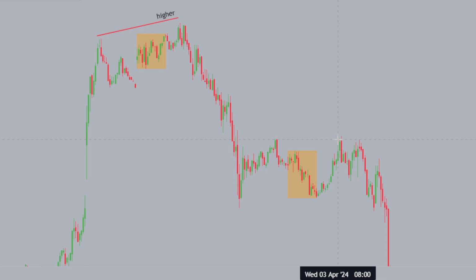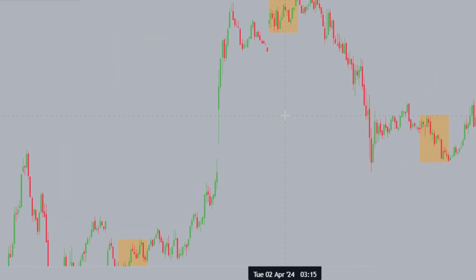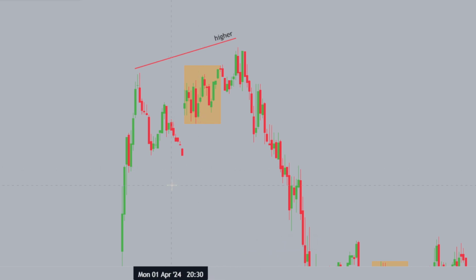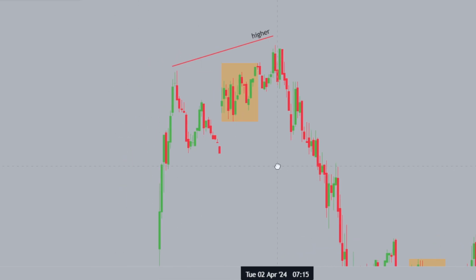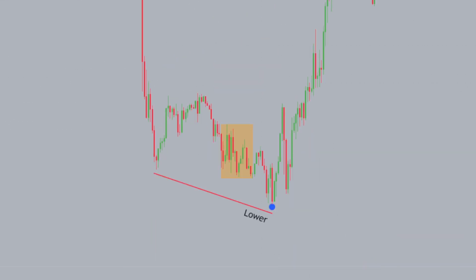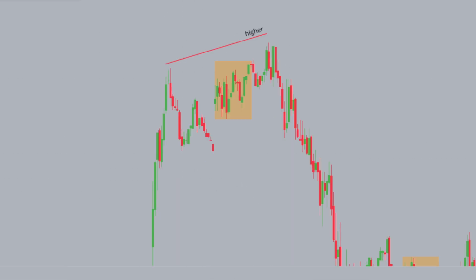Now let's go over to the DXY. We see the DXY just over here. The DXY has done the exact opposite on these days, Monday the 1st of April going into Tuesday the 2nd of April. We see the DXY going higher and the euro dollar going lower. So this is not a divergence. Let me label that again.